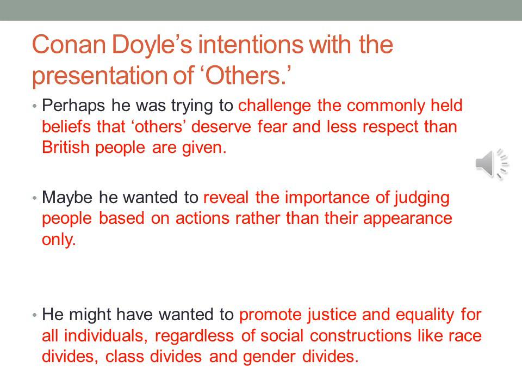Now, with regards to Conan Doyle's intentions with the presentation of others, it's important to remember that we are not certain of why he creates characters and presents them in the way that he did. All we can use is our knowledge of the context and the writer himself in order to make informed decisions. Now, 3 reasons why he might have presented the others in the way that he did is that perhaps he was trying to challenge the commonly held belief that others deserve fear and less respect than British people. He challenges this by showing us the character Tonga, that we see him in a very bad way and fear him, and then when we get to know him, the juxtaposition proves that maybe that was wrong.